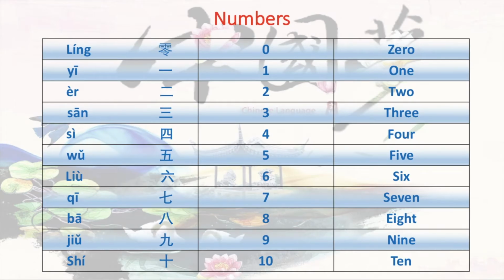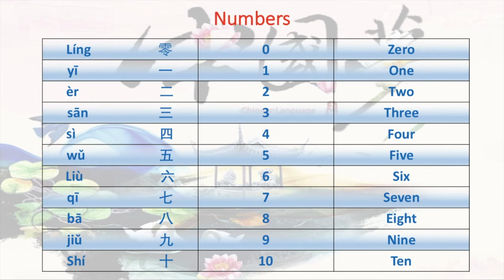So let's begin. In Chinese, how to say 1 to 10? Ling, there is a second tone. That means we need to speak like this. Ling means 0. Then yi, there is first tone. So we need to pronounce like this. Yi means 1. Then er, there is fourth tone. So we need to pronounce like er. Er means 2.